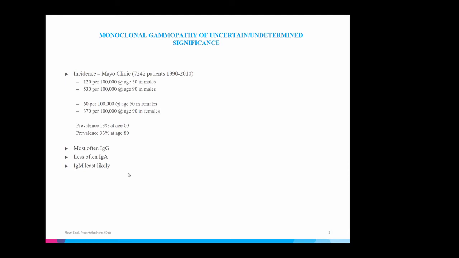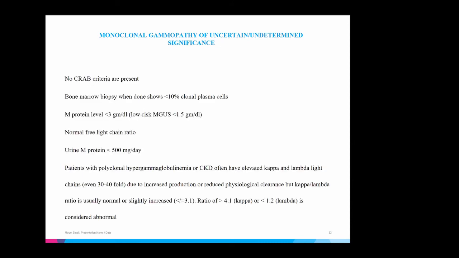MGUS is most often IgG. It's less often IgA. And in fact, if you have a patient with an IgA monoclonal protein, you should think long and hard before giving them a diagnosis of MGUS, because it's just less likely you're only going to find MGUS. And if you do the bone marrow, you may be surprised and find that you have a lot of plasma cells in the bone marrow. You may actually have a patient with smoldering myeloma rather than MGUS.